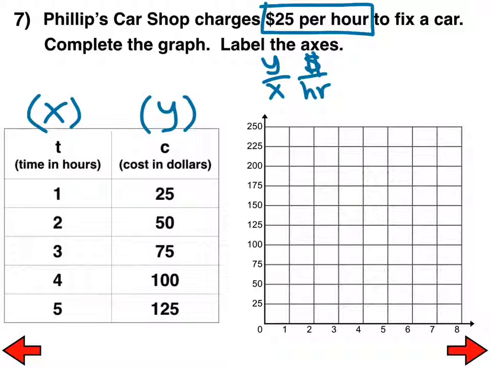So our graph, I have to label with t and c because that's what they're telling me to use. Which one is t? X or y? X. So that's the bottom one, right? The x-axis is going to be t, so I'm going to write t there and then label it time. Cost in dollars is our usual y. That's the y-axis. So I'm going to label this one C, and this axis I'm going to write cost.